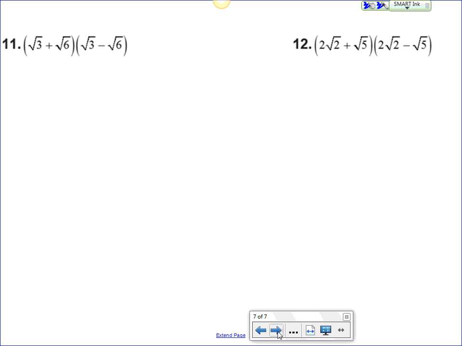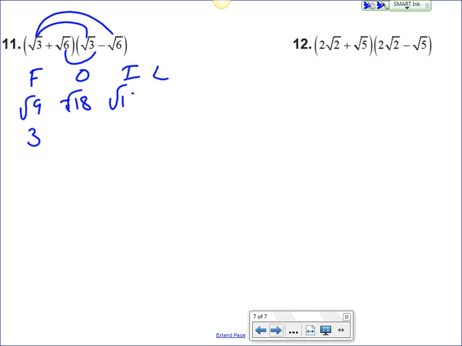Okay, these two would be the same way. So if we want to FOIL, or if we want to make the box, your choice. So if I do the FOIL method, first times first, we get root 9, which is just 3. We'd get a negative root 18. We'd get a positive root 18. And we'd get a negative root 36, which is really minus 6. These two cancel, so I really end up with a negative 3 in the end.